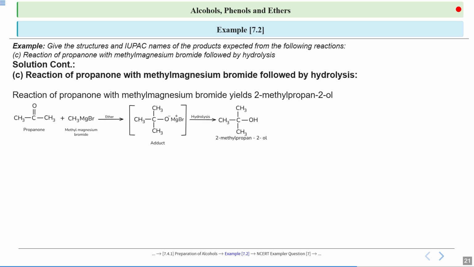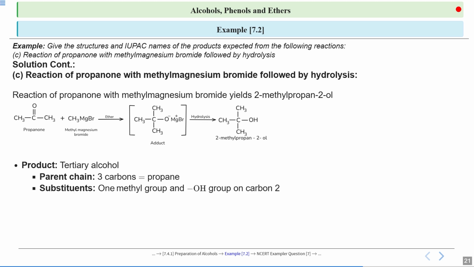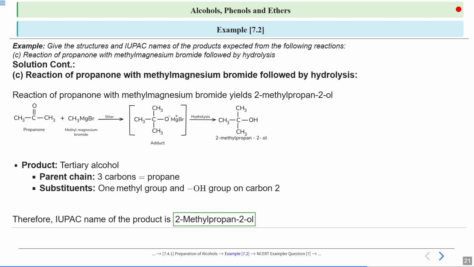OH is attached to the carbon which is attached to 3 other carbons. So this is a tertiary alcohol. The parent chain in the product is a 3-carbon chain, which is propane. And the substituents, one methyl group and one OH group, are attached on the same carbon, that is the second carbon in the 3-carbon chain propane, which is the parent chain. So the IUPAC name of the product will be 2-methyl-propane-2-ol.